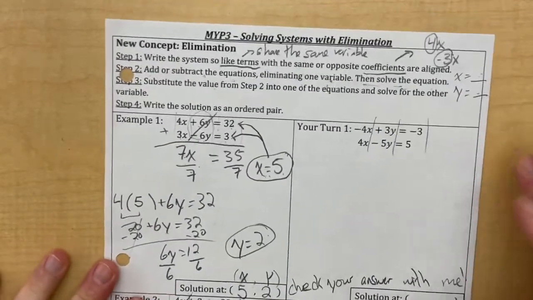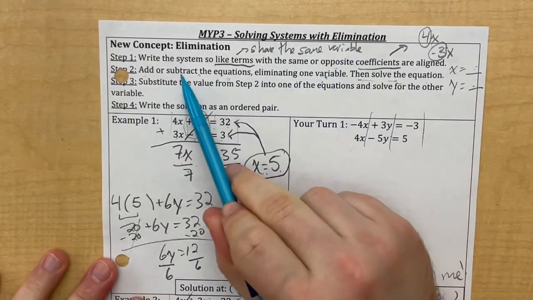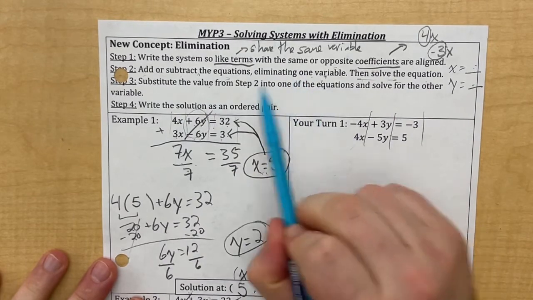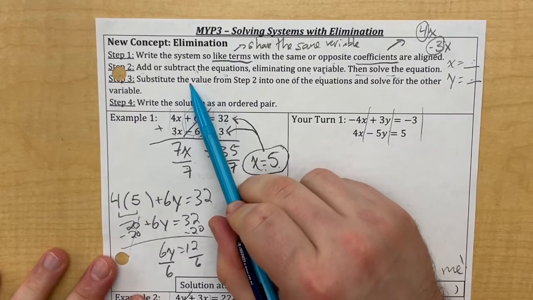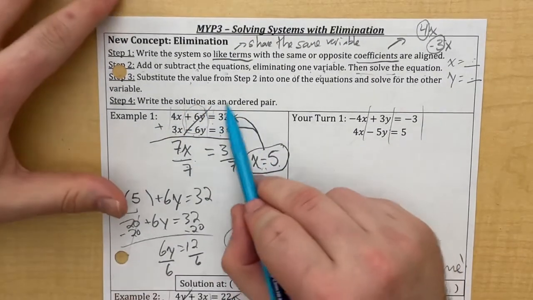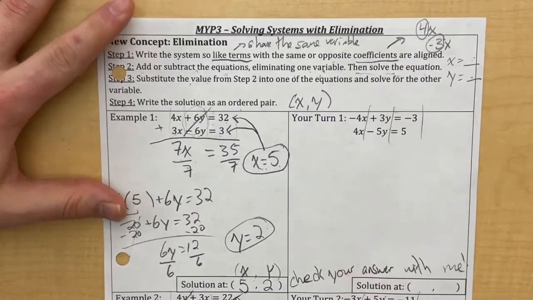Again, I can repeat those directions. Make sure that you are lining up your terms and eliminate one of the variables. Just like we've been doing, substitute that value for your variable back into one of your equations and solve for the other variable. Write that solution as an ordered pair, again, x and y.